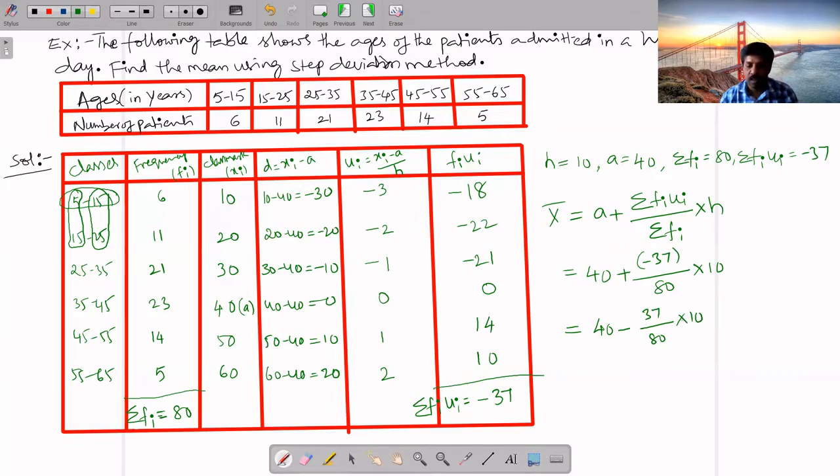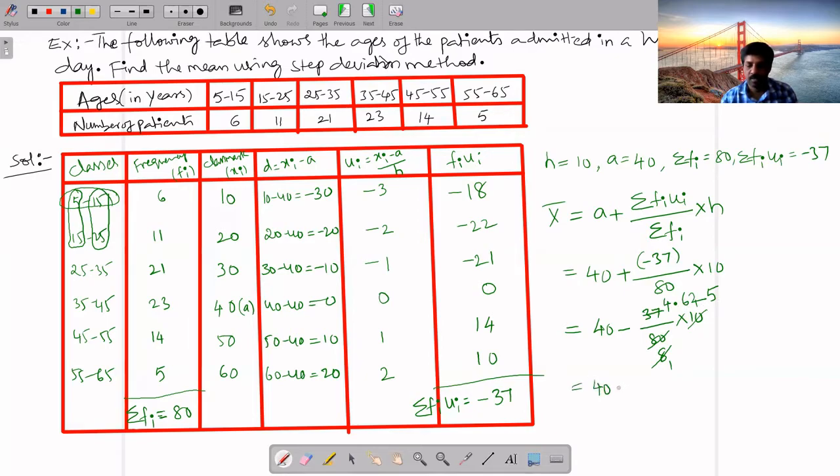If you observe the second term, 37 into 10 by 80, so we can cancel this 10 and 80. 10 once is 10, 8 once is 8. Now 37 is the numerator, 8 is the denominator. 8 fours are 32, 5 left, 50. 8 sixes are 48, 2 left. If you keep 0, 20. 8 twos are 16, 4 left. If you keep 0, 40. 8 fives are 40. So here it is 4.625.